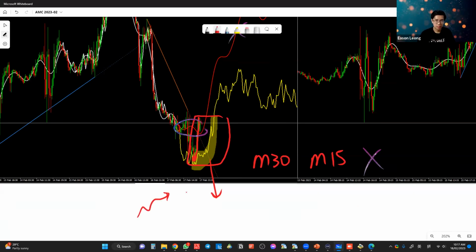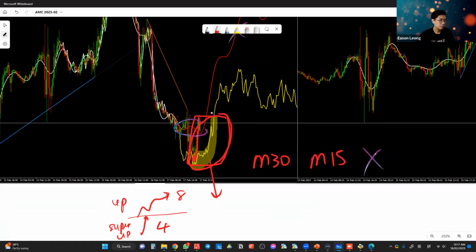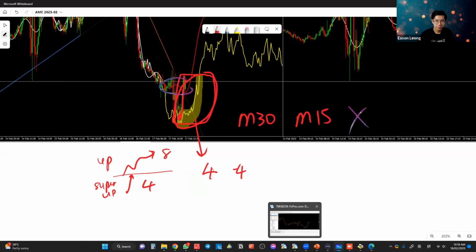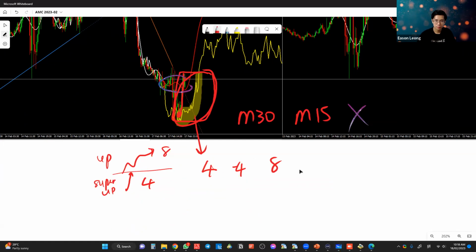If it's uptrend, we give an 8 score. If it's a super up, we give a negative, sorry, it's a 4. Up or super up. So based on the AI yellow color here, what is the score over here? Some will say it's 4. Some will say it's negative 4. Some will say it's 8. Now, the simplest way to analyze it, we will give a 4 because it is in the uptrend.